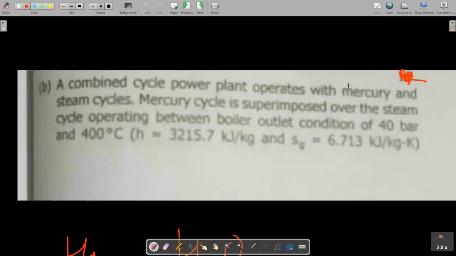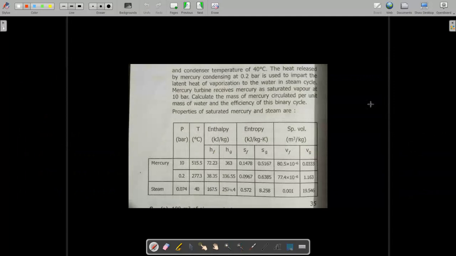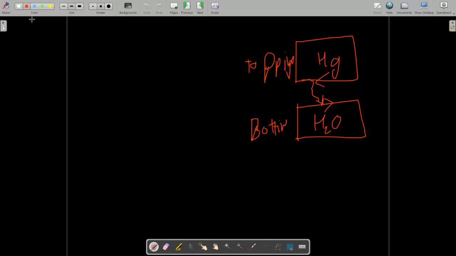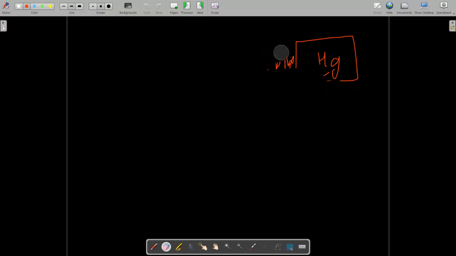The steam cycle operates between the boiler outlet condition of 40 bar and 400 degrees Celsius. That means the water cycle has a boiler pressure of 40 bar and 400 degrees Celsius, and at that point enthalpy and entropy are given to us, and a condenser temperature of 40 degrees Celsius. That means if I draw the cycle diagram, the TS diagram, I will draw the TS diagram for both the cycles, so you can easily understand. So let's start.